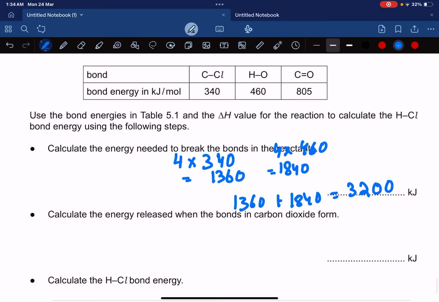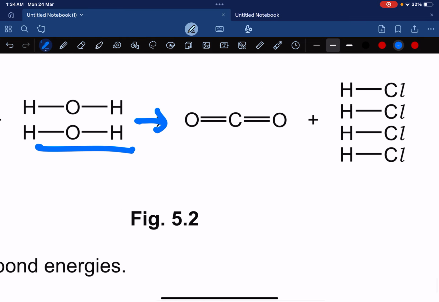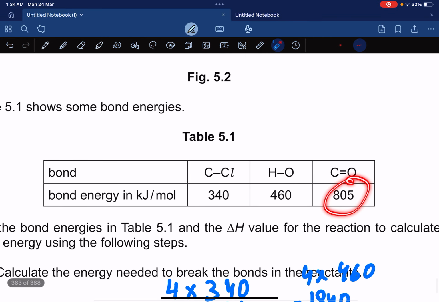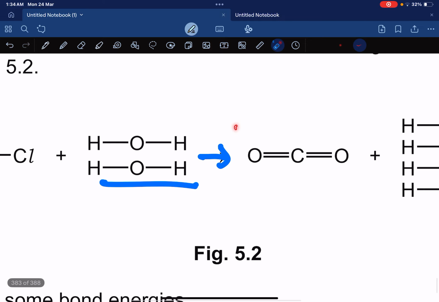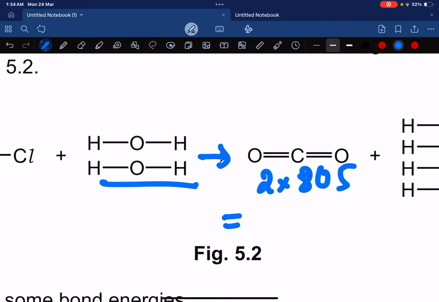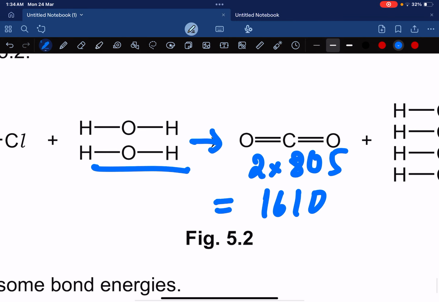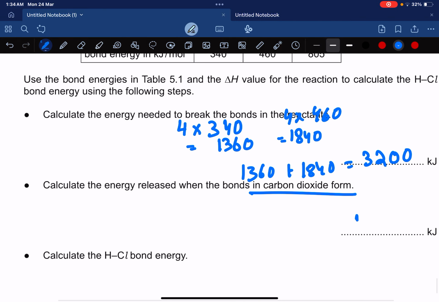Calculate the energy released when the bonds in carbon dioxide form. Now energy will be released. How many bonds do we have? We basically have 2 of these carbon-oxygen double bonds. One needs 805, so for 2 it's going to be 2 into 805, which will give 1610. So that's going to be 1610.